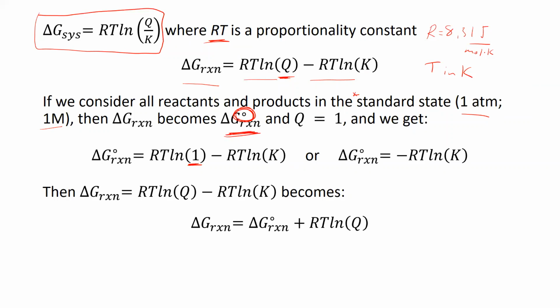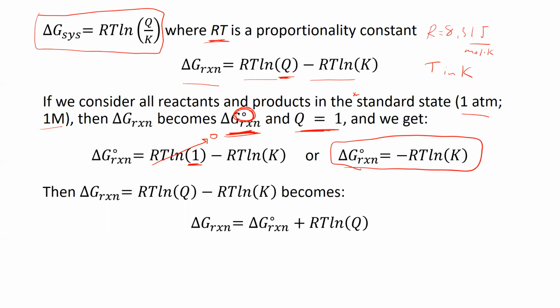If we're looking at stuff in the standard state, delta G becomes delta G naught and Q is equal to 1. Well, if Q is equal to 1, the natural log of 1 is equal to 0, so that goes away, which means that our standard state free energy change for the reaction is going to equal negative RT ln of K. And so that right there is going to tell us our free energy change for the reaction. If you have substances in their standard state, it's going to be related to the equilibrium constant.